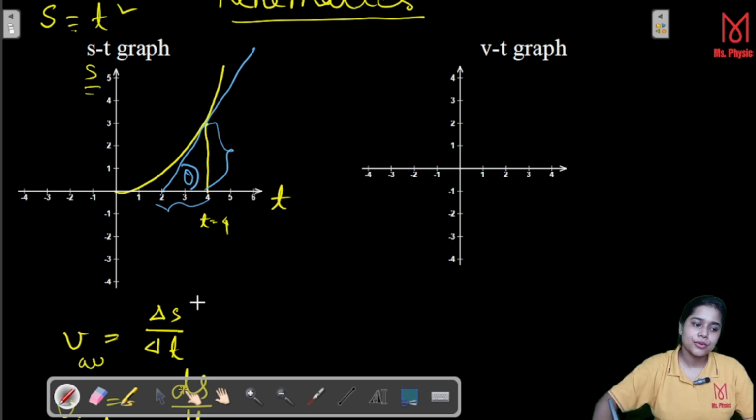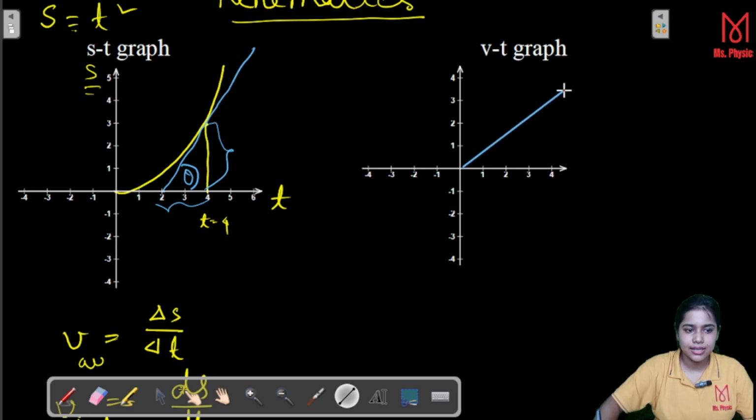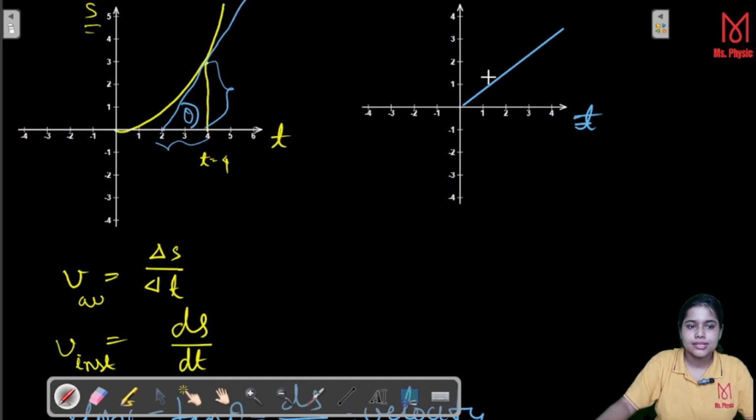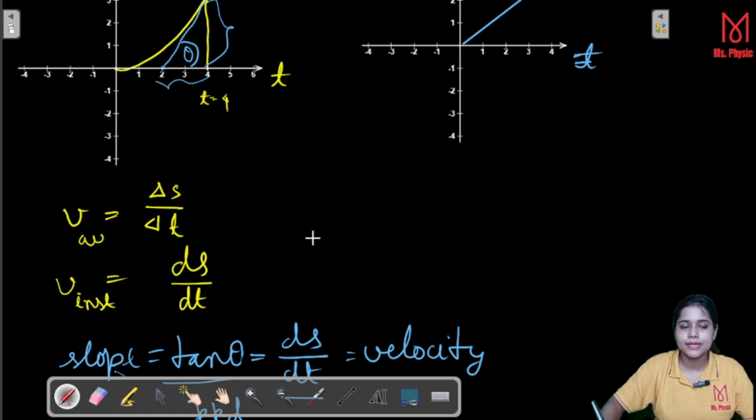Suppose for VT you are getting some straight line like this. Now if you are asked to find out the displacement, then what you know here: along the x-axis it would be time, and along the y-axis it would be v, right? So v and t are known to you. Then how will you calculate the displacement?